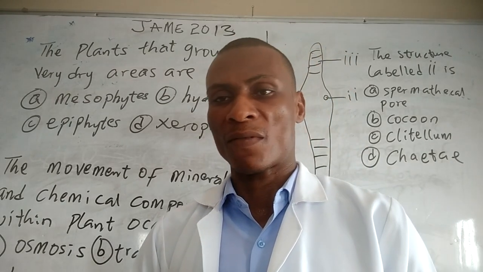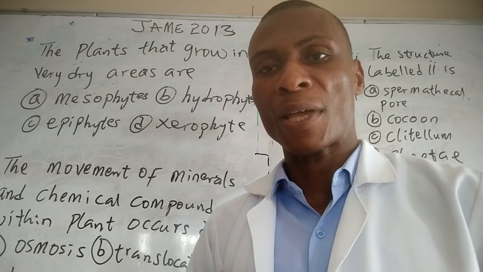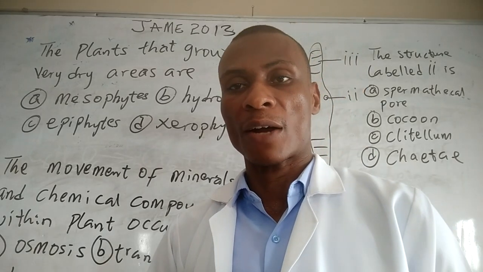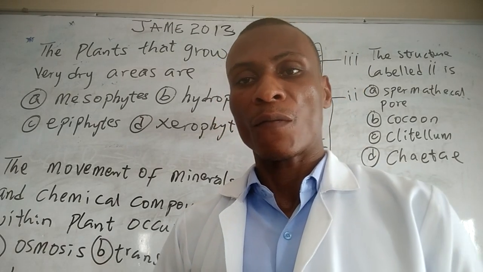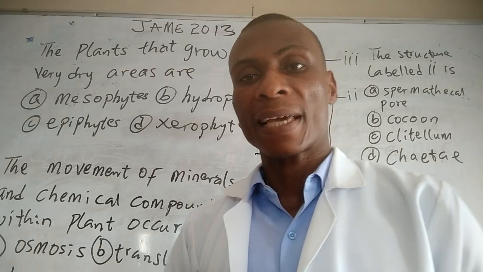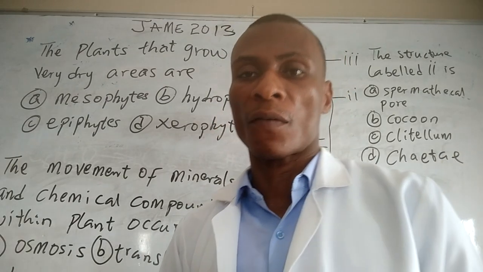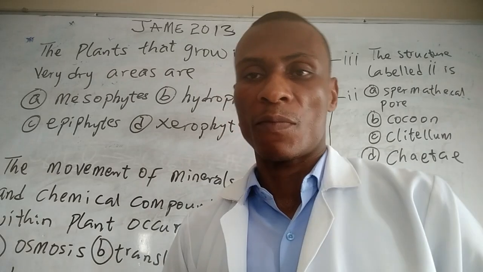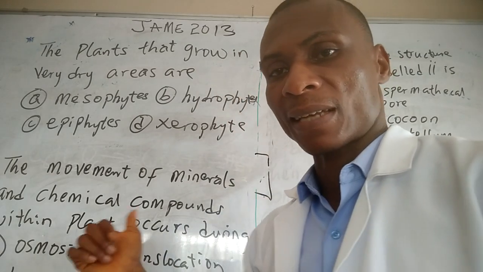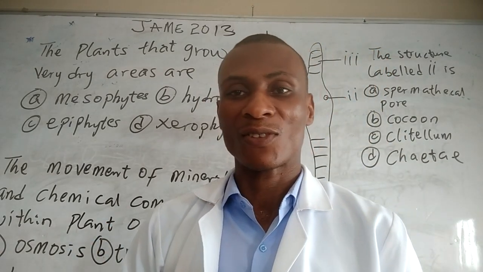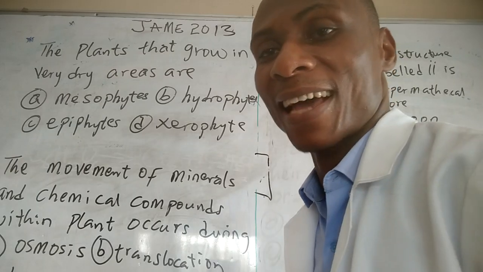Some grow in aquatic environments, some of them also grow in a moderate temperature environment, while some grow very well in a salty environment. Some plants even grow on top of another plant. We also have a name for them. So that is the question that JAMB have used to assess your level of intelligence. So let us analyze it together.